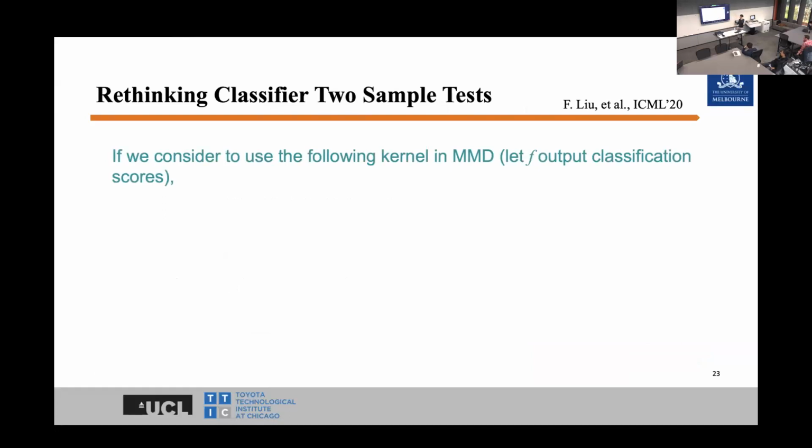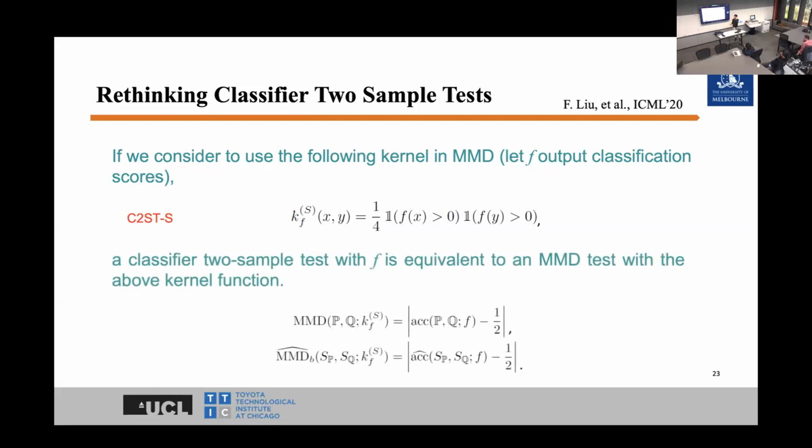If we consider using this kind of kernel in MMD, here it's just a sign kernel. It is a sign function, which means if f(x) is greater than 0, it will output 1, otherwise it will output 0. If we consider this kind of kernel in MMD, actually the classifier two-sample test is equivalent to the MMD test.